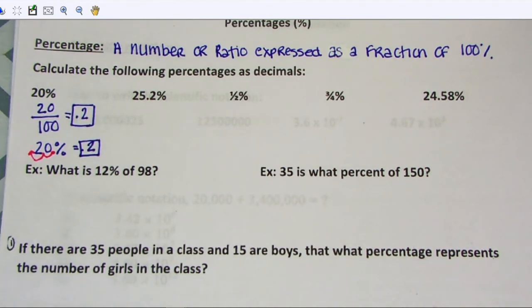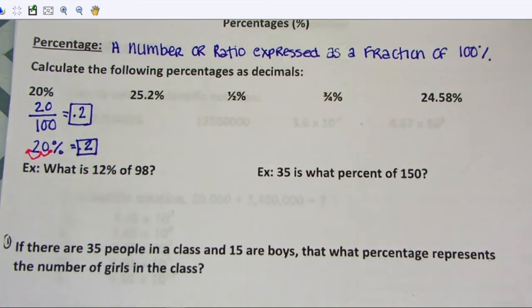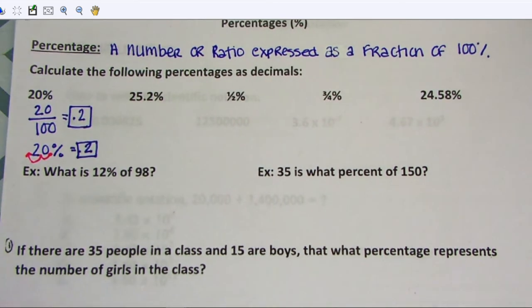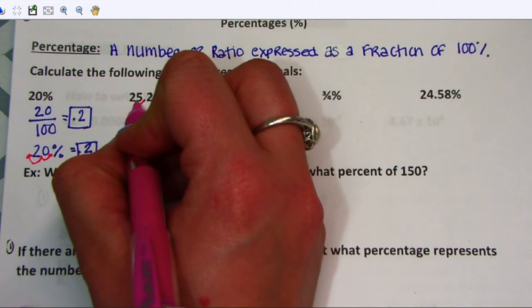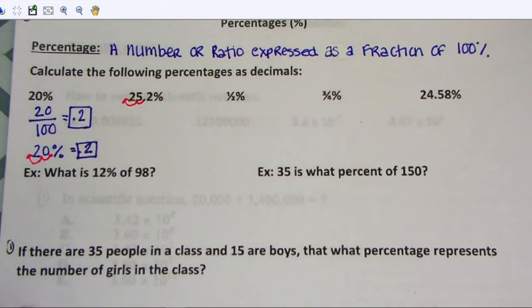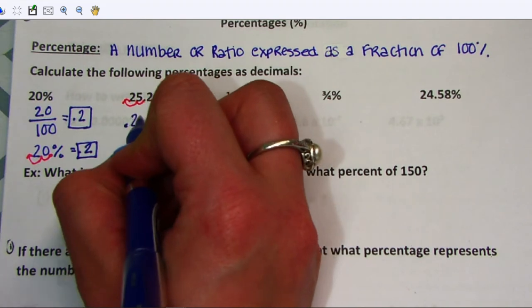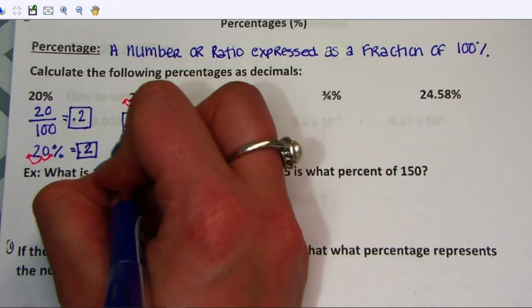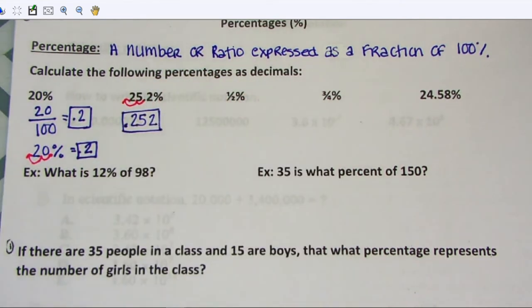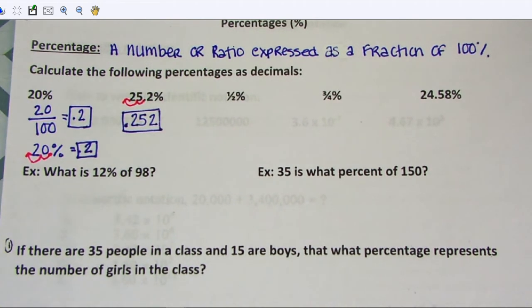So for the next one, 25.2%, if we were going to make that a decimal, the fastest way would just be to move the decimal to the left twice. And your new location would be 0.252. So you can use division if you want, or you can just move the decimal.